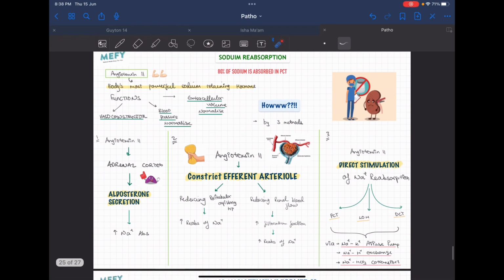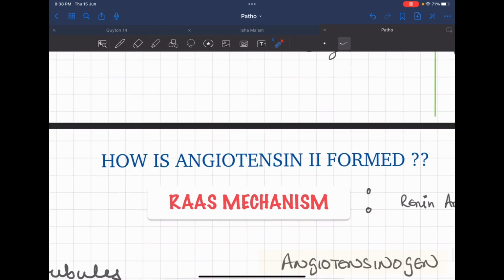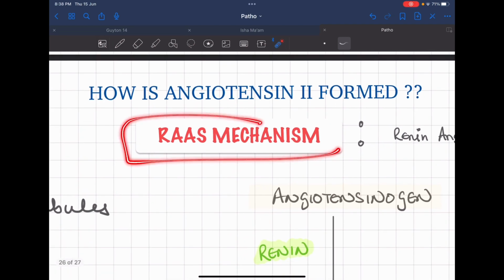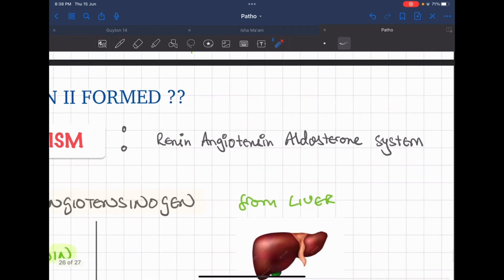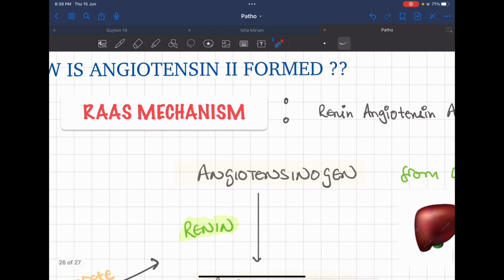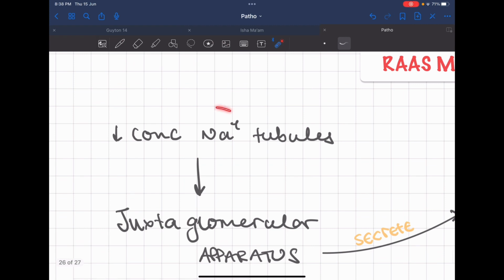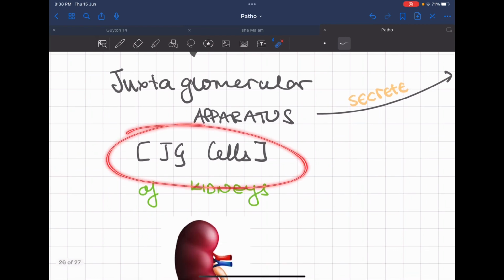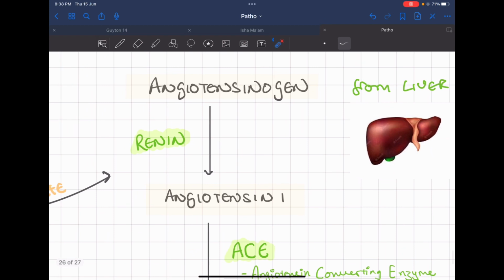So let us move on to how this angiotensin 2 is formed. It is formed by something known as the RAAS mechanism. RAAS is nothing but the renin, angiotensin, aldosterone system. How does this work? All of this starts when there is a low concentration of sodium in the tubules. It alerts the juxtaglomerular apparatus to release something called renin. To be specific, the JG cells of the juxtaglomerular apparatus secrete renin.